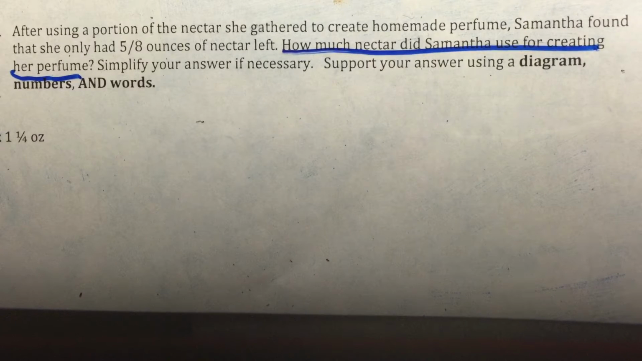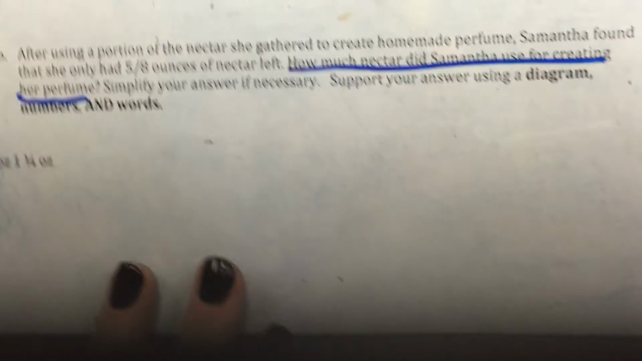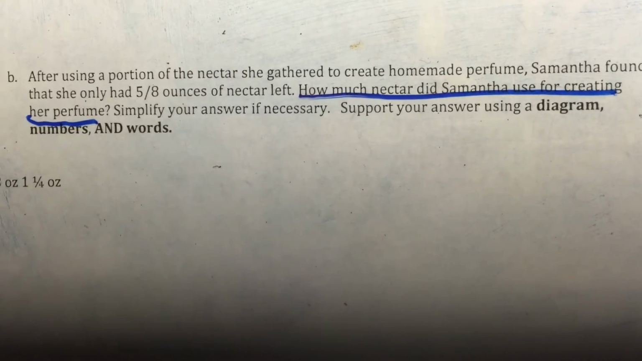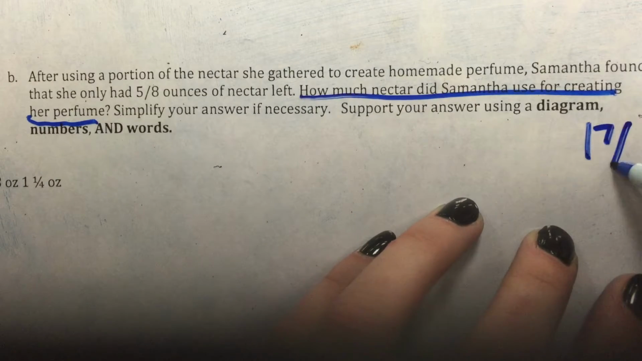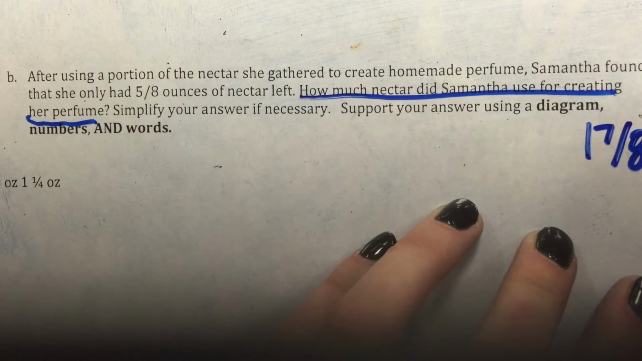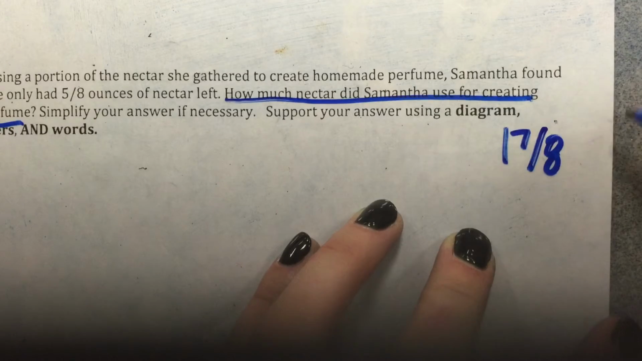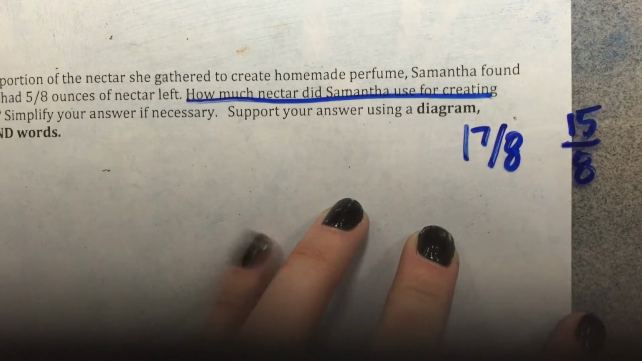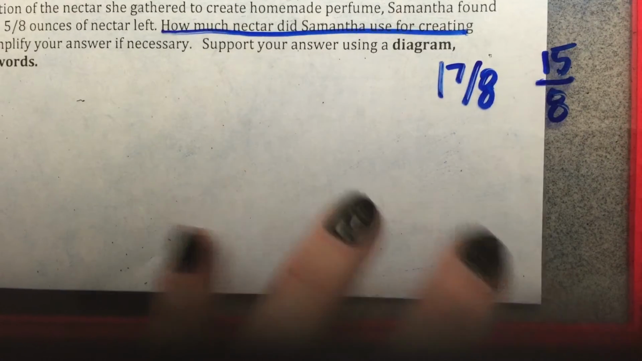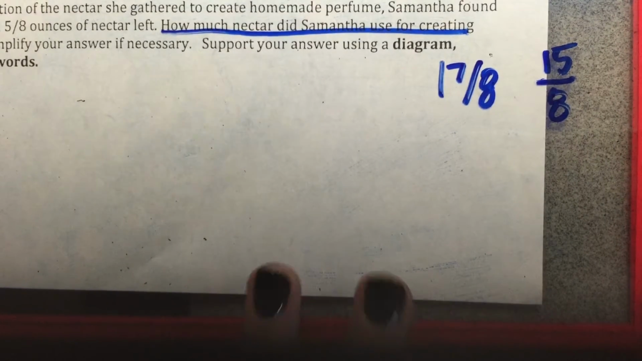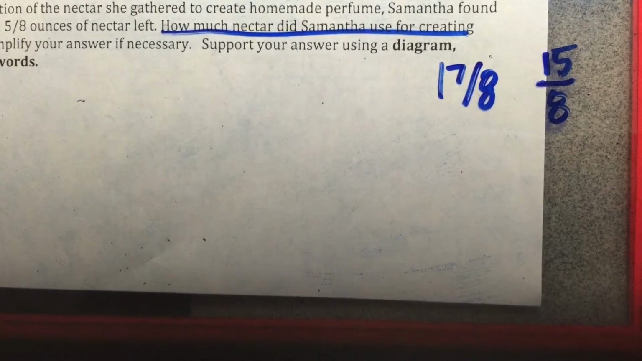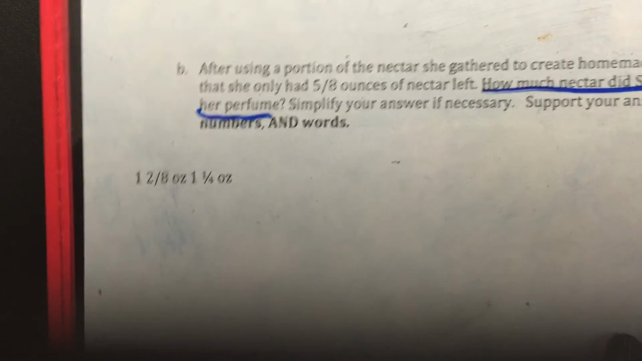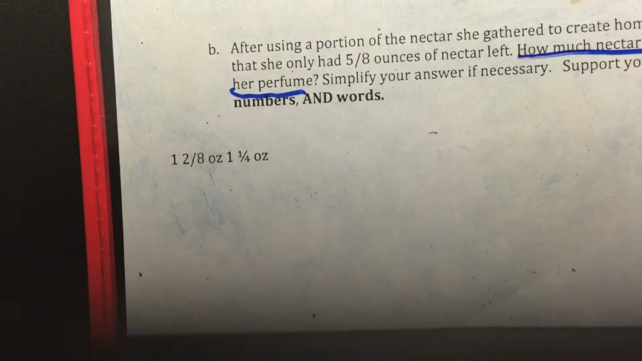So after using a portion of what she gathered, this is a continuation of part 1. We already found out how much she gathered. We know that she gathered 1 7/8 ounces, which is also known as 15/8 as an improper fraction. So that's how much she started with. And then she made some perfume, and we don't know how much she used. That's what we're trying to figure out. But when she was done, she had 5/8 left over.